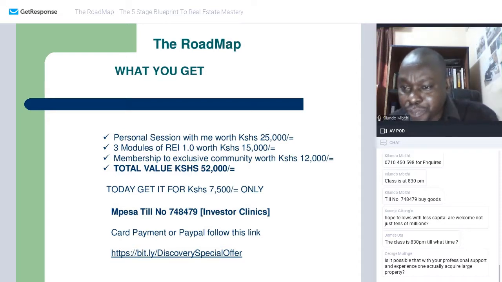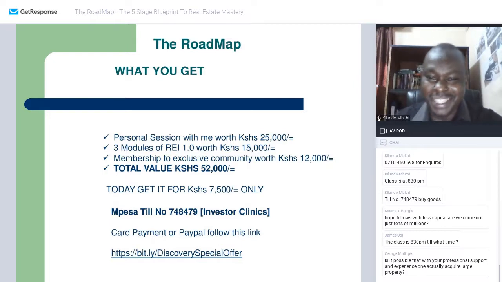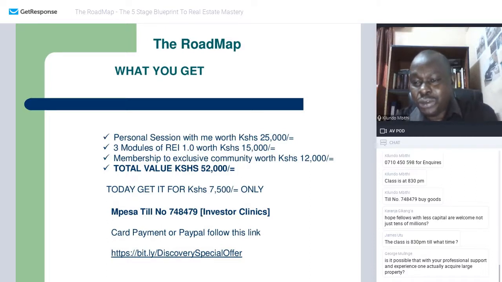Karanja says, "Hope fellows with less capital are welcome." Of course, actually, even with no capital. Like I said, some material in the class will involve how you're going to finance your acquisitions. Capital is usually not a requirement.